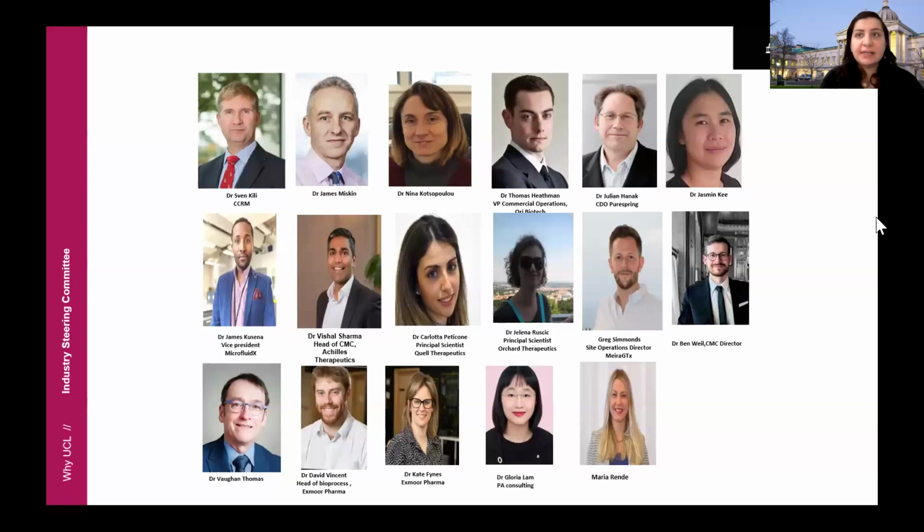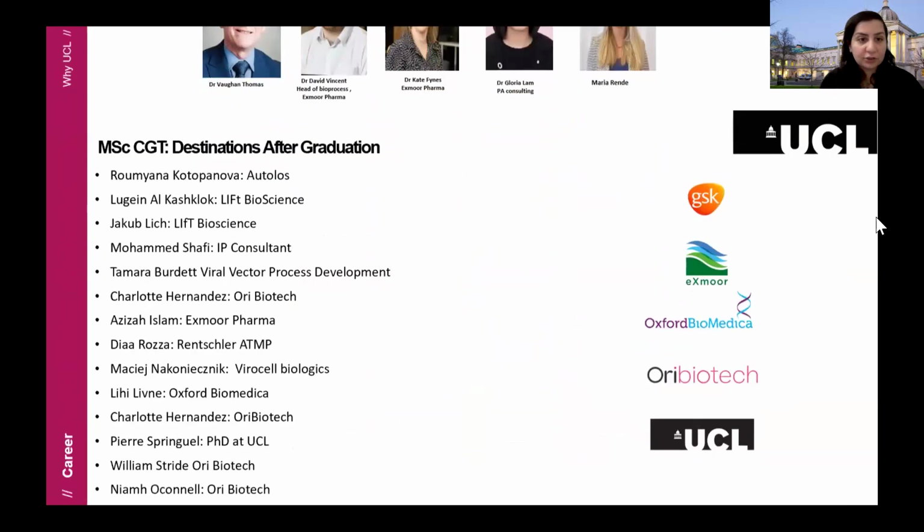These are the steering committee members that we currently have, and you can see that these people are leading when it comes to cell and gene therapy, and they come from different kinds of fields. Some of them are process engineers, some of them are biochemists, or even a medical doctor.